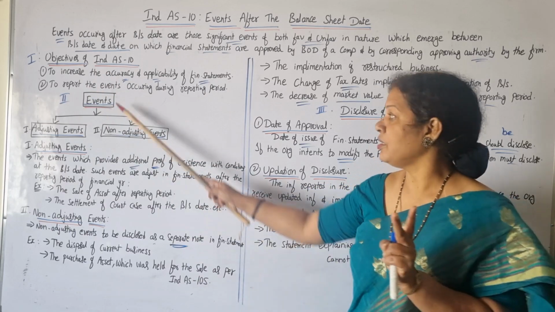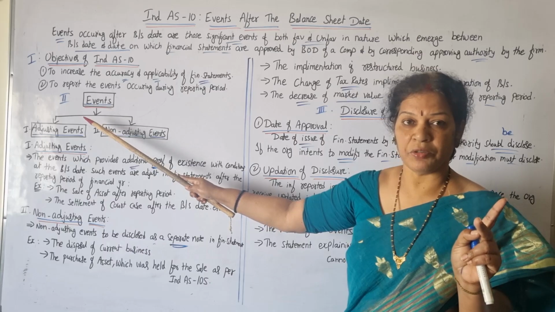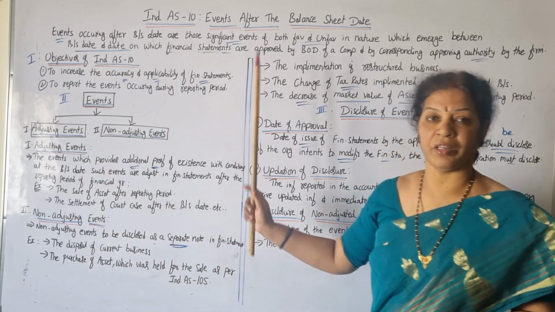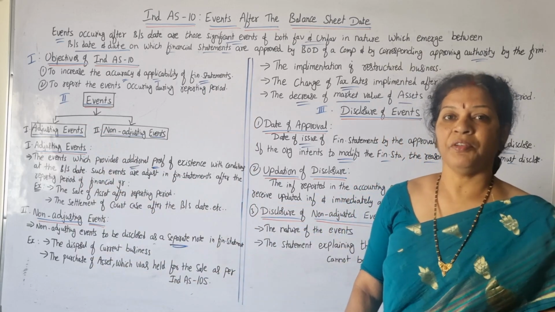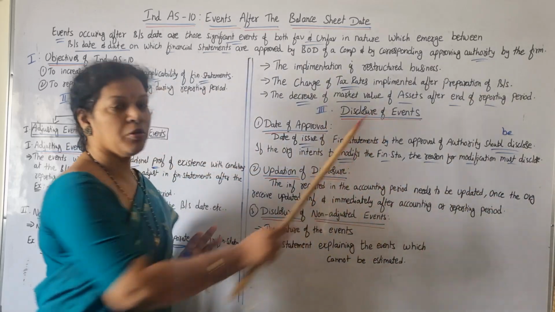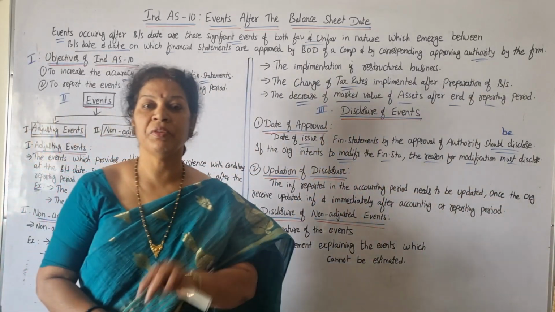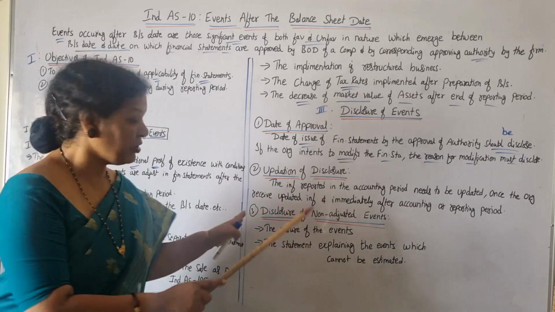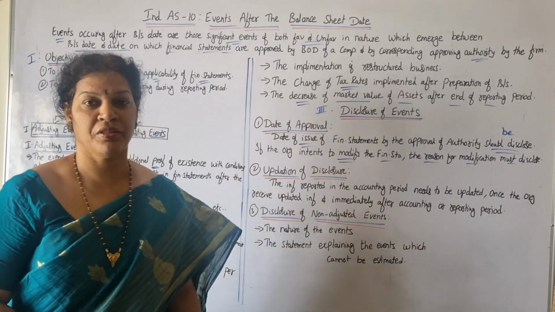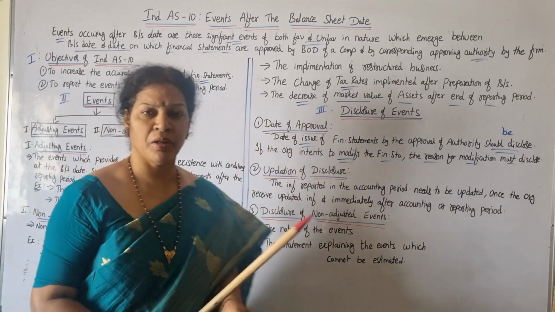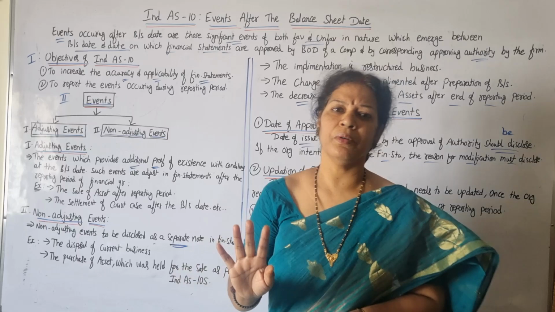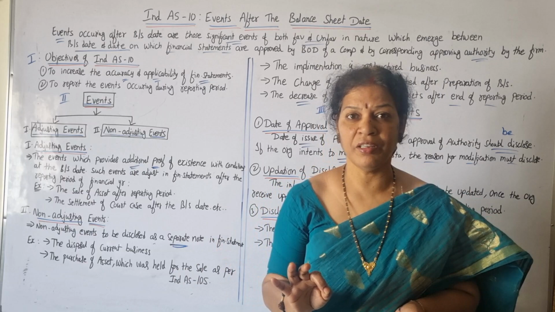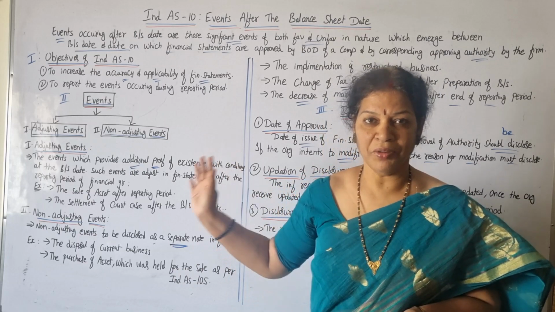Next, events. Second point, events, you remember. Events are adjusted, non-adjusted. What are adjusted, what are non-adjusted? Then after that, third point, disclosure of events. Only 3 points are there: date of approval, updation of disclosure, and disclosure of non-adjusted. 3 points, that's all. With this, you'll be able to write in the exam very clearly without any doubt. Hope it is clear.